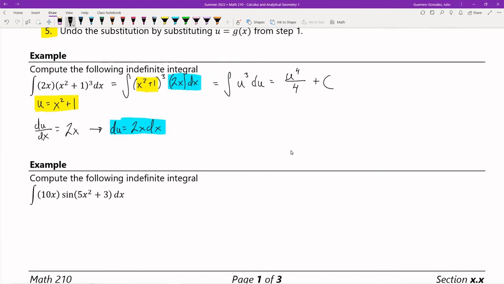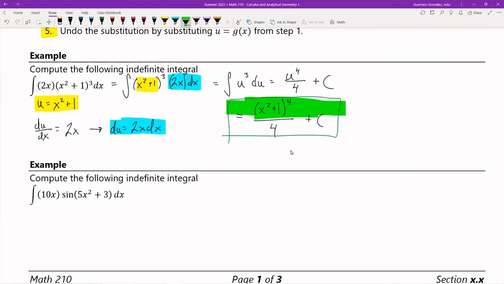And this is the point where I undo my substitution. So my original substitution is this, right? So I just get to undo it. So this is (x squared plus 1) to the fourth over 4 plus c. And we are done. We have performed our first u substitution.